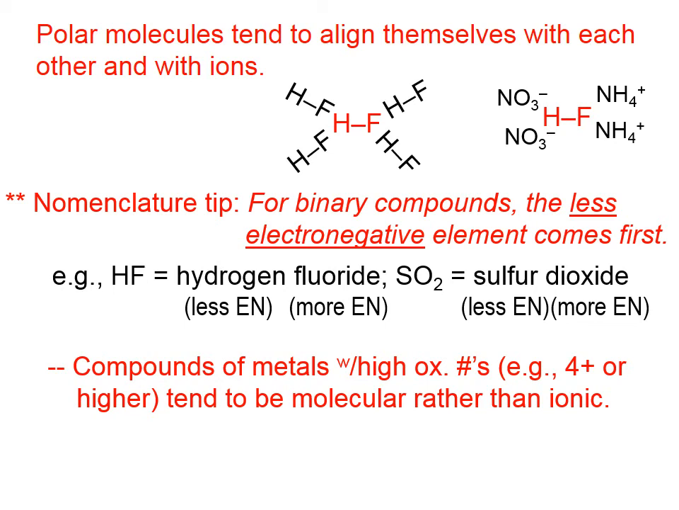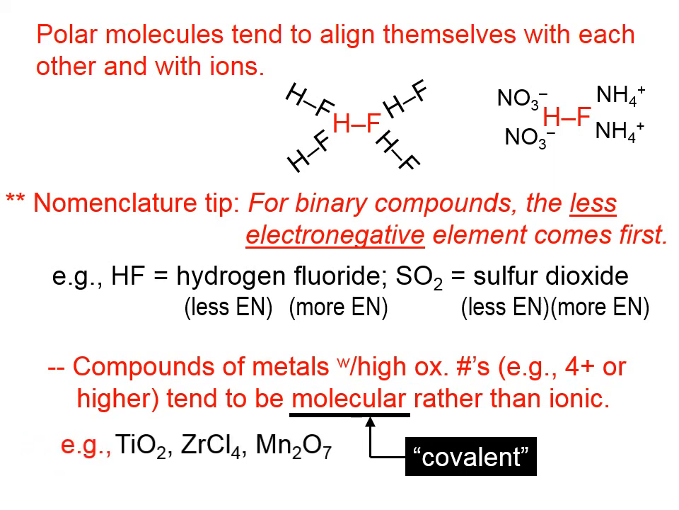Compounds of metals with high oxidation numbers, like 4+ or higher, tend to be molecular rather than ionic. In other words, they tend to act kind of like covalent substances, even though they're metal, non-metal compounds. For example, if we take these three compounds, we could figure out the charge on each of the metal ions. In the first case, 4+. In the second, 4+. And in the third case, 7+.